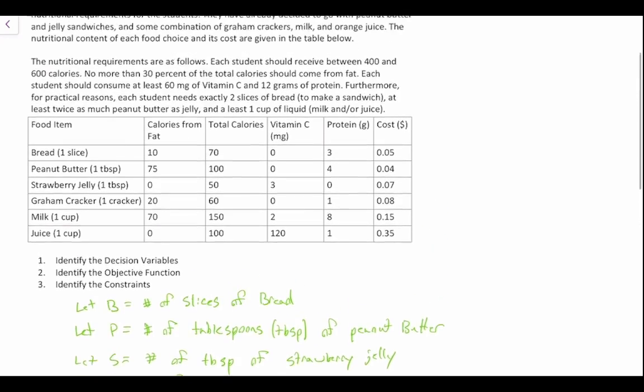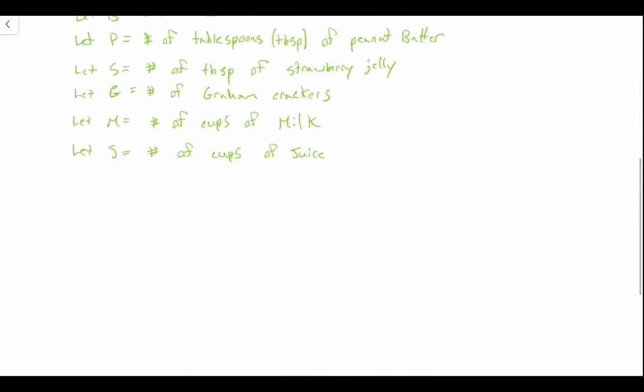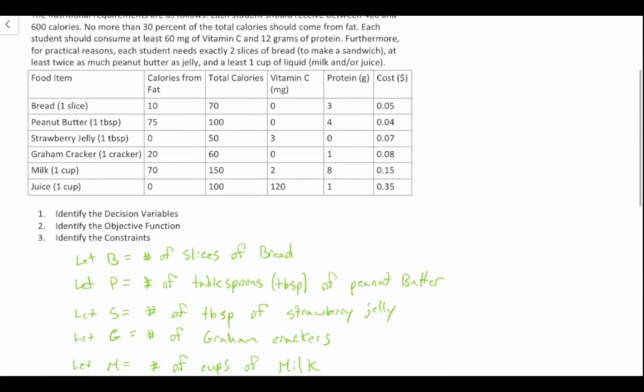So then we're asked to identify the objective function. Now let's take a look at what our question asks us. We're told that they would like to keep their costs down. So in this case, we're going to have a minimization problem. So for our objective function, we're going to minimize Z. And then all we're going to do is put in the costs of each one of these items, and we're going to build this into our objective function.